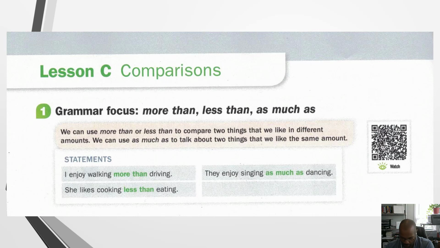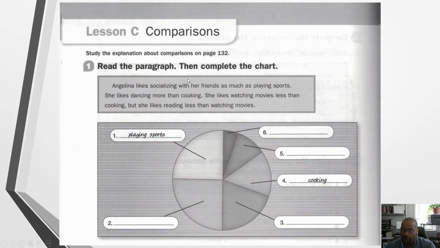All right. So let's see it in our workbook, right, on page 10. So if we turn in our workbooks to page 10, we have lesson C. Read the paragraph, then complete the chart. All right, so let's read the paragraph.